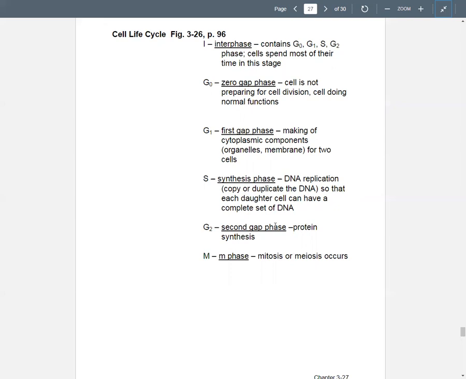And in S phase, S stands for synthesis. That's where DNA replication happens. So replication means to copy. So there you're making a copy of the DNA. And here each daughter cell is going to have another complete set of DNA. So you go from one set of DNA to two. So you have enough for each daughter cell. Then you go to the second gap phase, G2, and that's where protein synthesis happens. Okay, because you're also going to need proteins for each cell.